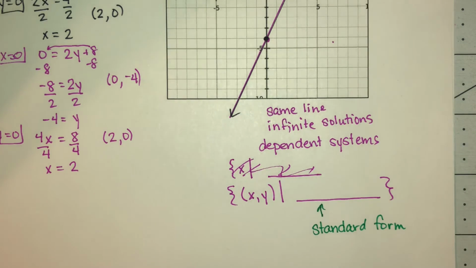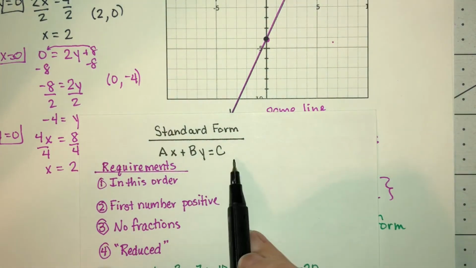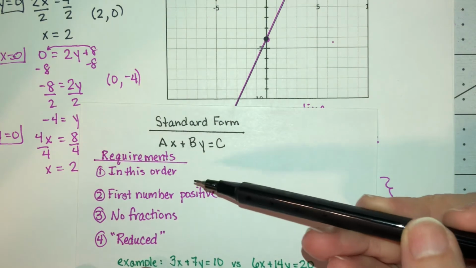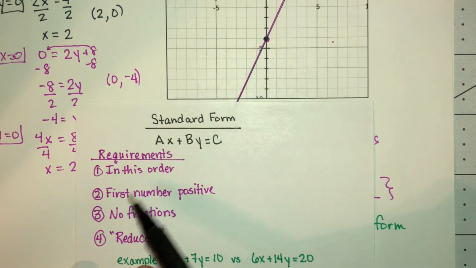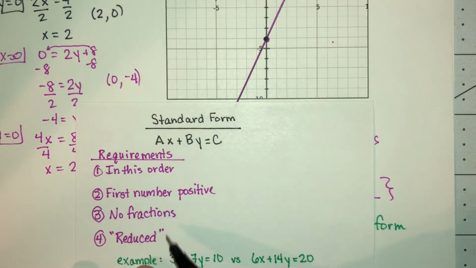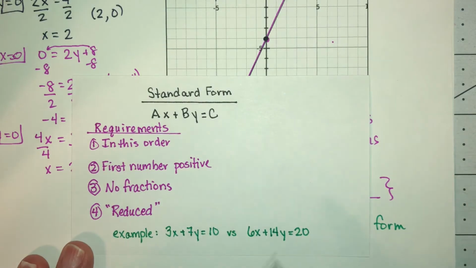Now, as a reminder, what standard form is: we need our equation written in this form, ax plus by equal to c. It has to be in this order. This has a lot of requirements on it. The first number has to be positive, which is usually going to be the number in front of your x. We're not allowed to have any fractions. And then I say that it needs to be reduced.